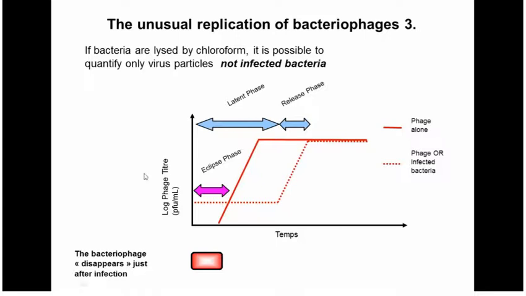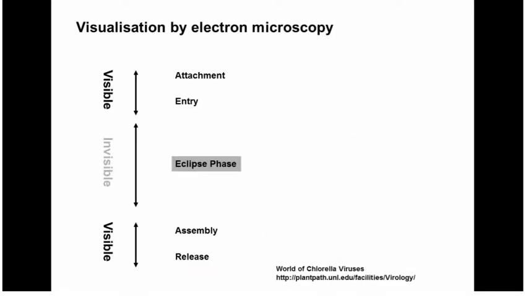Then later on, when you start to see plaques reappear here, that's when you've got a lot of bacteriophage inside the cell, but they haven't been released yet. And then they'll be released. So that means during the eclipse phase, at some point, your bacteriophage particle doesn't exist anymore. And you can visualize this by electron microscopy.